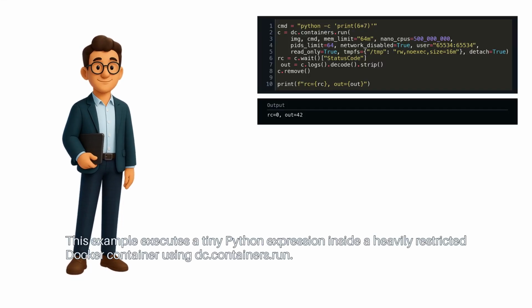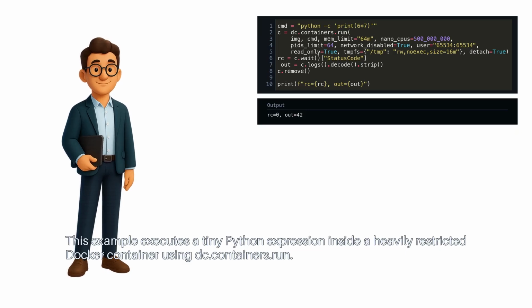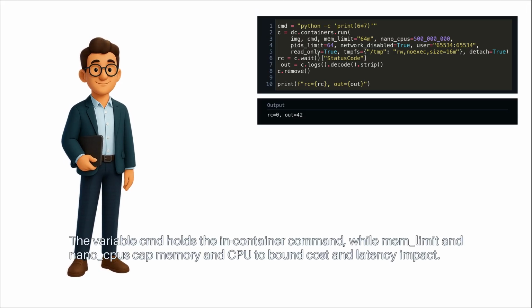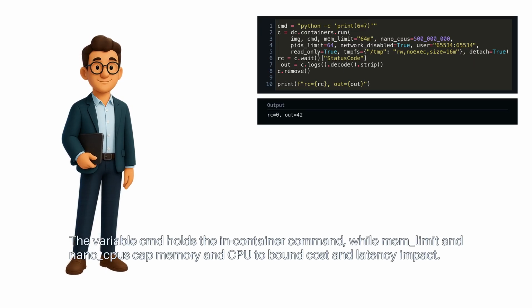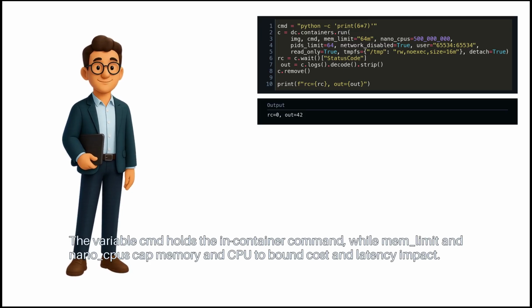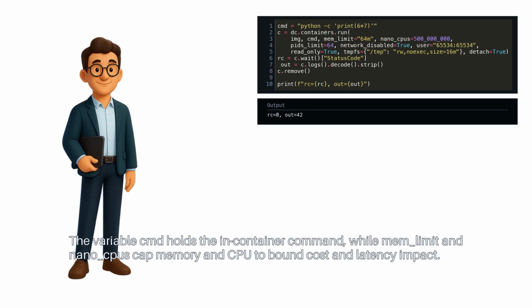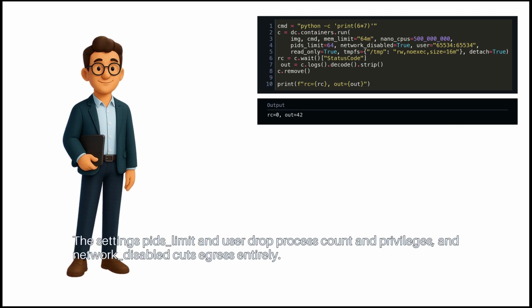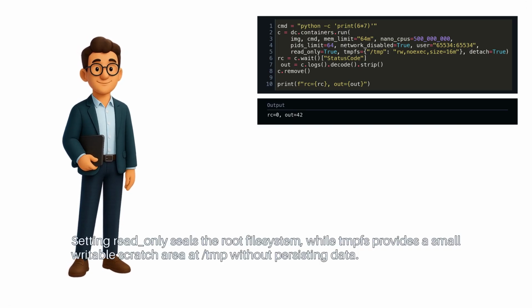This example executes a tiny Python expression inside a heavily restricted Docker container using dc.containers.run. The variable cmd holds the in-container command, while mem_limit and nano_cpus cap memory and CPU to bound cost and latency impact. The settings pids_limit and user drop process count and privileges, and network_disabled cuts egress entirely. Setting read_only seals the root file system, while tmpfs provides a small writable scratch area at /tmp without persisting data.